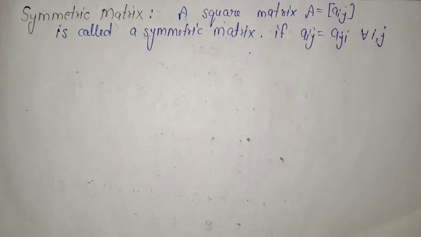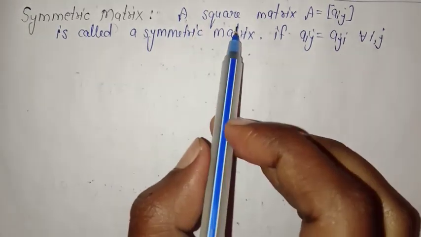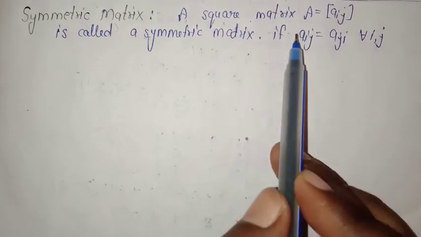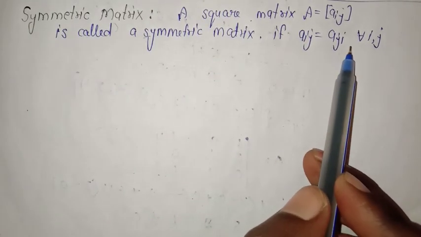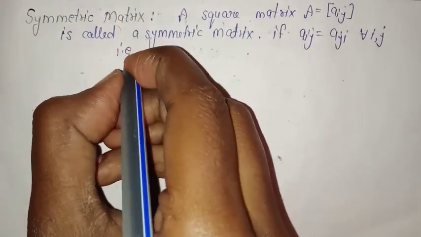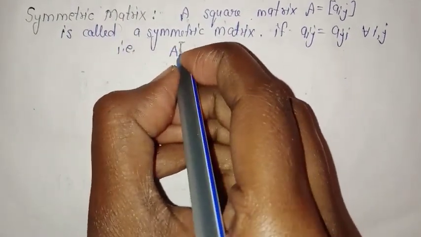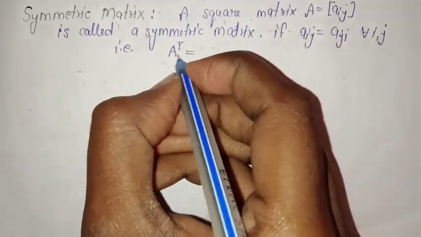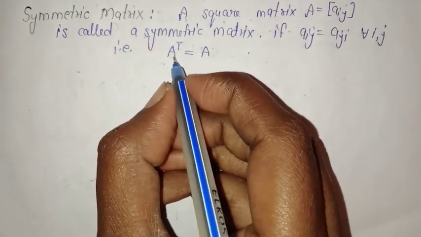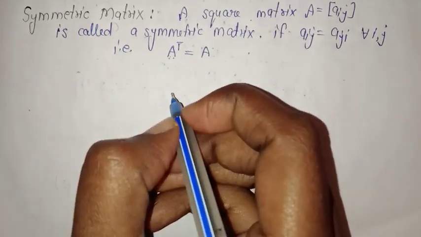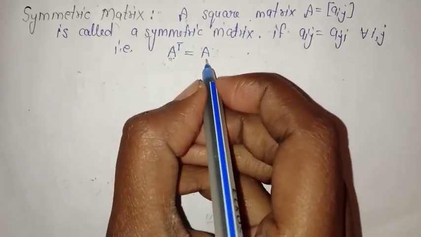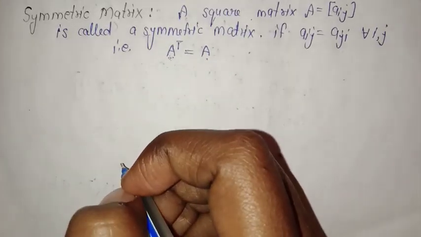So the definition of symmetric matrix is as follows. A square matrix A equals [Aij] is called a symmetric matrix if Aij equals Aji for all i, j. That is A transpose. In its second form, we can write A transpose equals A. By A transpose we mean that if we interchange the rows and columns, we get a new matrix, and if that matrix is equal to the given matrix, then we call it a symmetric matrix.